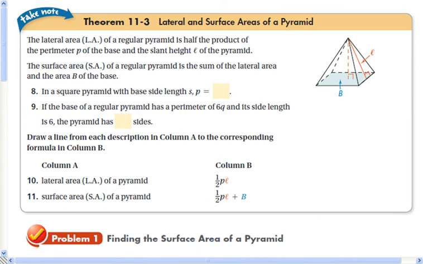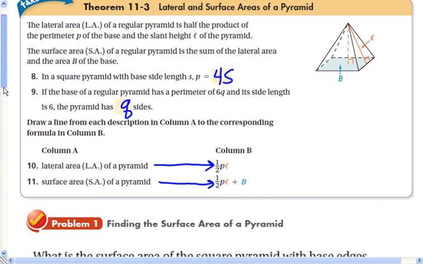In a square pyramid with base side S, P is equal to 4 times S. If the base of a regular pyramid has a perimeter of 6Q and the side length is 6 and the pyramid has Q sides. And the formulas we're going to use for the lateral area of a pyramid, 1/2 the perimeter times the slant height. And then the surface area, we just have to add 1 base to that.